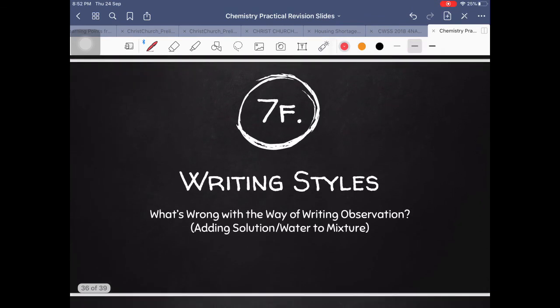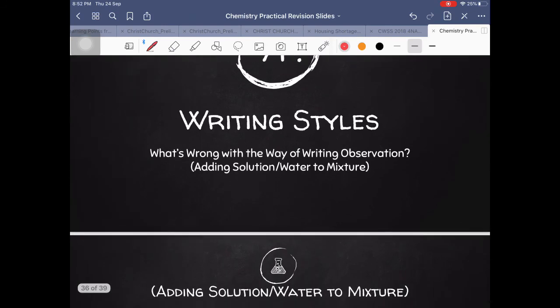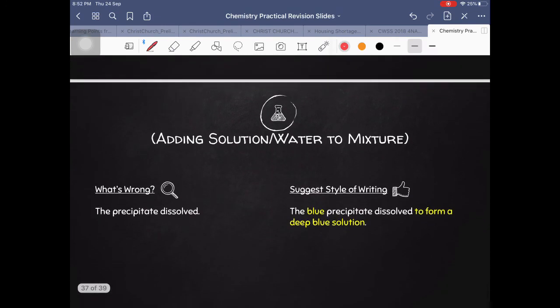Now let's move on to the writing style when we add solution or water to the mixture. If the student writes the precipitate dissolved, it's the same common mistake that you did not give the color of the precipitate, and you did not write dissolve into or to form a solution and the color of the solution. So a suggested style of writing would be the blue precipitate dissolved to form a deep blue solution. So the color of the precipitate was given and we also write down what the precipitate dissolved into.